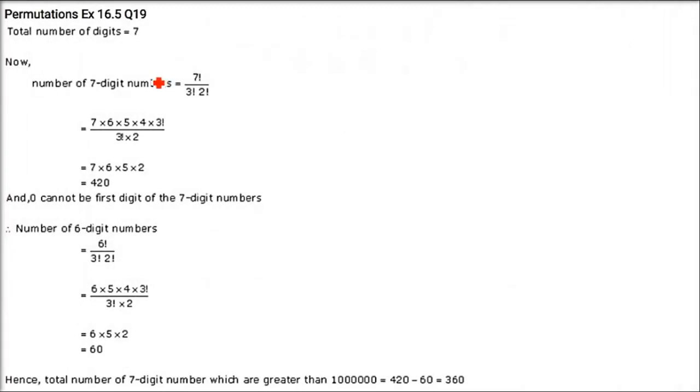How many numbers greater than 10 lakh? 1, 2, 3, 4, 5, 6. There are 6 zeros, so it's 10 lakh. How many numbers greater than this number can be found by using the digits 1, 2, 0, 2, 4, 2, 4?